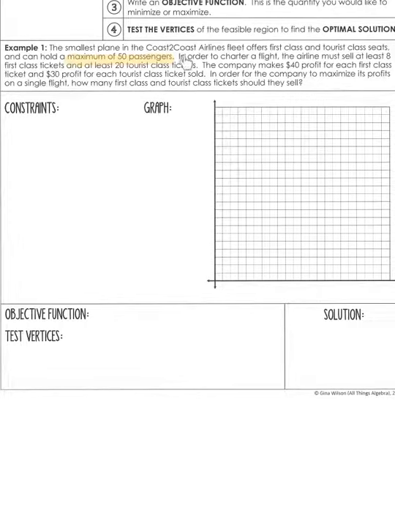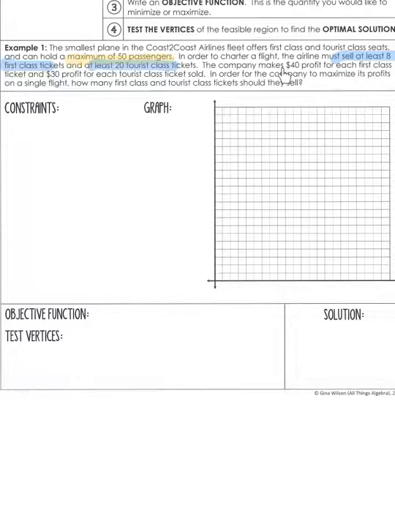Then, in order to charter a flight, the airline must sell at least 8 first class tickets and at least 20 tourist class tickets. So again, that sounds like a constraint in the sense that I have to have at least this many in order for that airplane to take off. So I must sell at least 8 first class and at least 20 tourist class tickets. So those are all constraints.